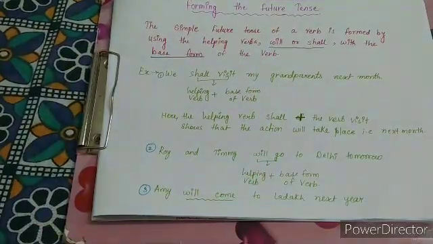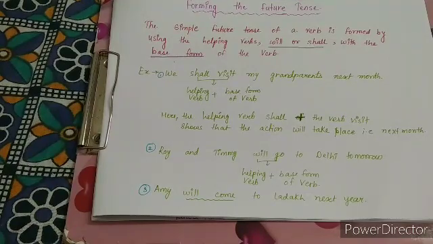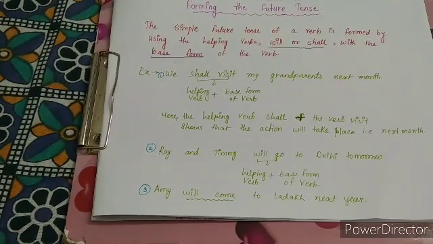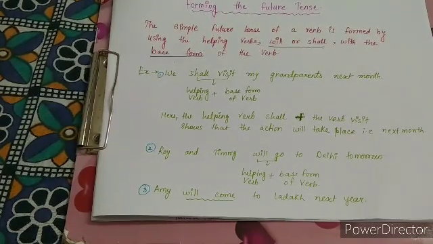Let's see the example. We shall visit my grandparents next month. Here in we shall visit, shall is the helping verb, whereas visit is the base form of the verb. Here the verb shall plus the verb visit shows that the action will take place, that is next month.